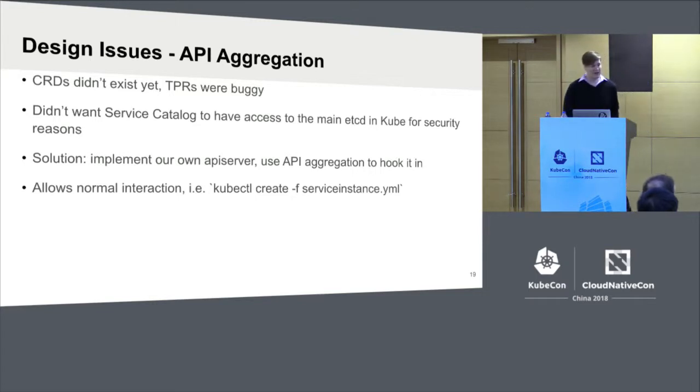So when the main API server receives a request to manipulate one of our resources, it proxies that off to our API server and we handle it. From the user's perspective, this is completely seamless. They can say kubectl create a service broker or a service instance like any other type in Kubernetes, and it's going to end up at our API server, so they can manipulate these resources the way they would any other Kubernetes resources.